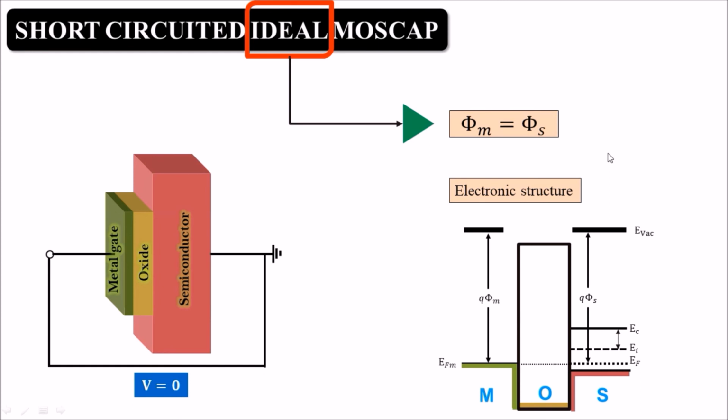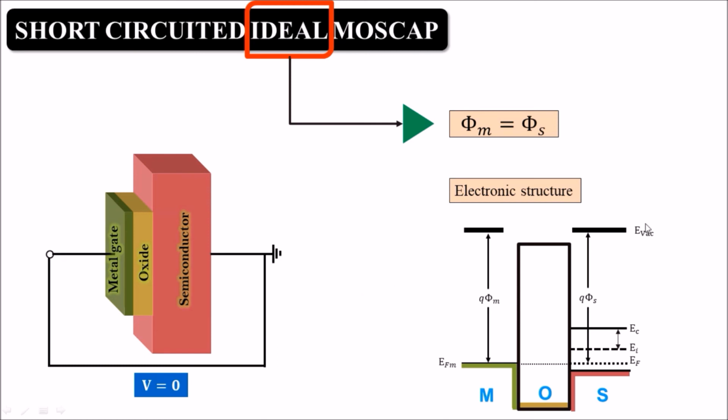And this is part 1 of the lecture, and in the next part we will see what happens when we apply a voltage which will be greater than 0 or less than 0.